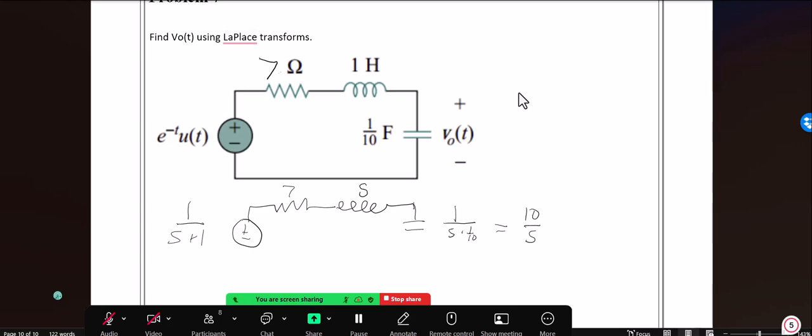Plus, we would have a voltage source if there was any voltage across the capacitor at 0 minus. Is there any voltage across the capacitor at 0 minus? No. So we're lucky with that.